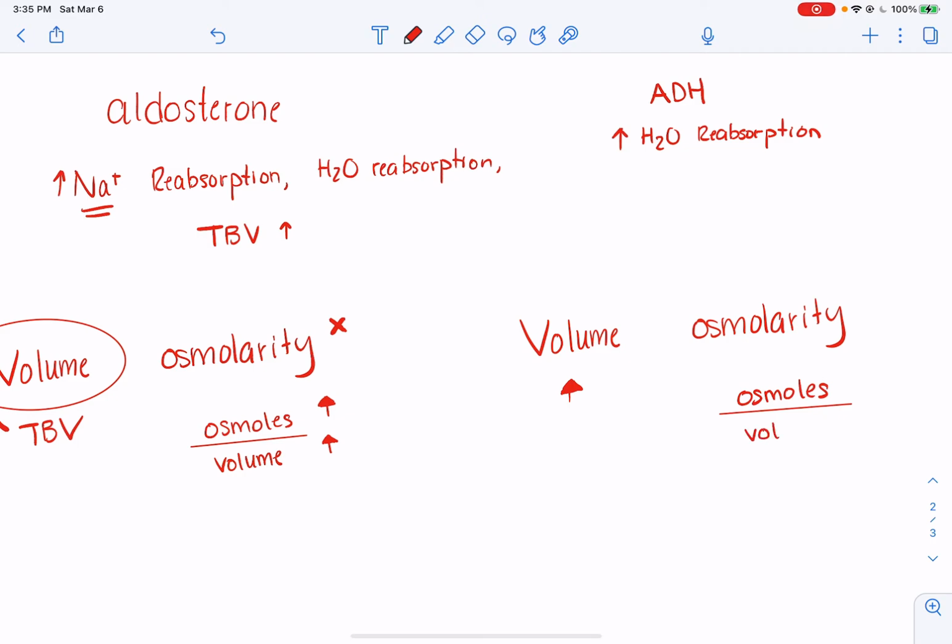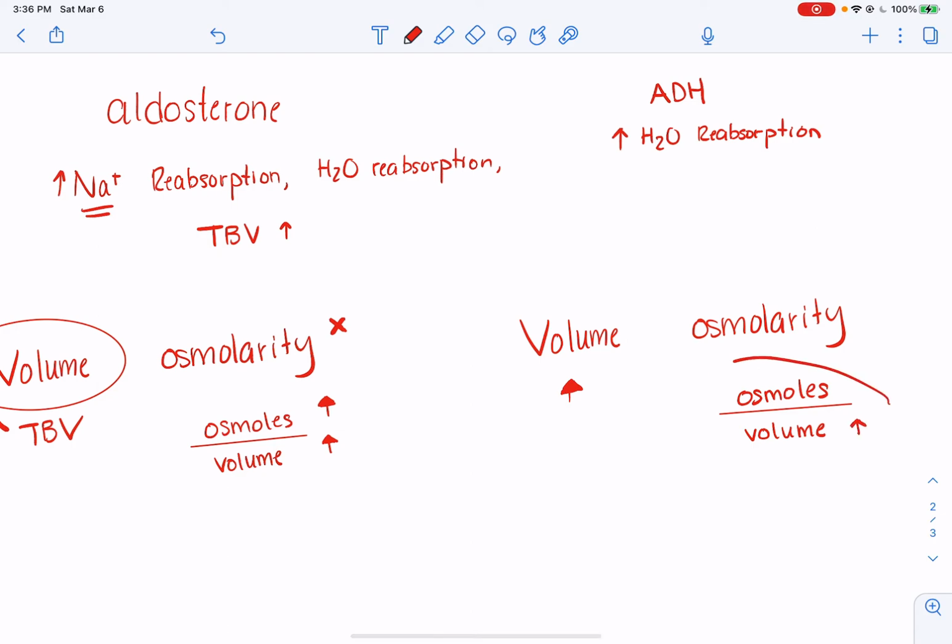osmoles per volume, the osmoles do not increase. We're not reabsorbing any more sodium or potassium ions. We're simply increasing the amount of water reabsorption that's occurring. So the osmoles stay the same, but the volume is increasing.